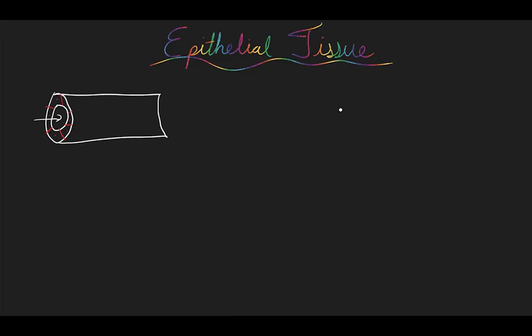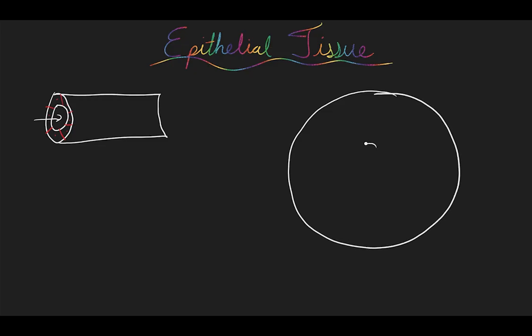So let's take a look at this in a cross section. The cross section looks like this, and then the hole in the center there. The hole in the center of a tube or a cavity is called the lumen, and that's the opening of that. Now our epithelial tissue, we're going to say, is what lines ducts, cavities, tubes, and surfaces.